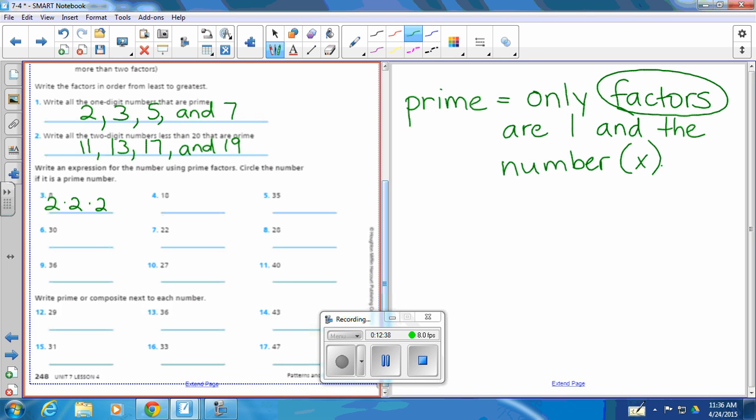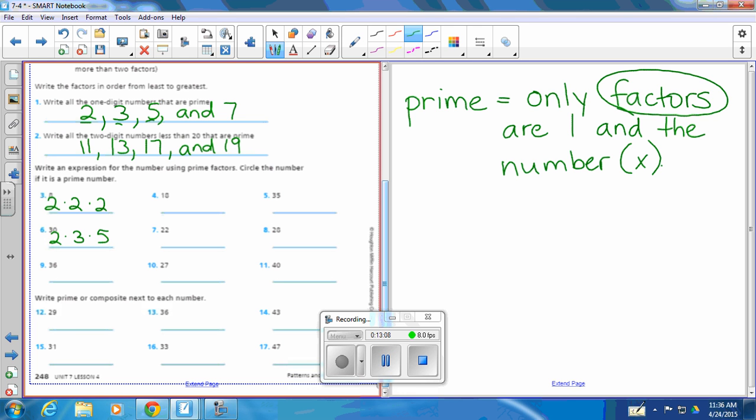Okay, look at number 6. With 30, I know 30 is divisible by 5. 5 times 6 equals 30. How can I create 6? 2 times 3. So it would be 2 times 3 times 5, because 2 times 3 is 6, and then 6 times 5 would get me to 30. So these expressions will get me to that number that is there.